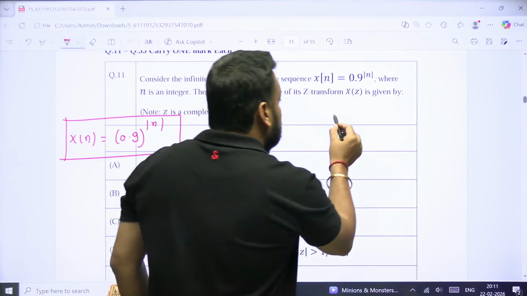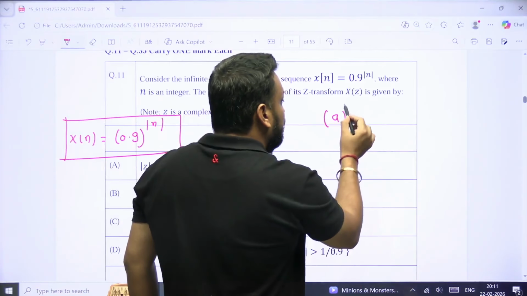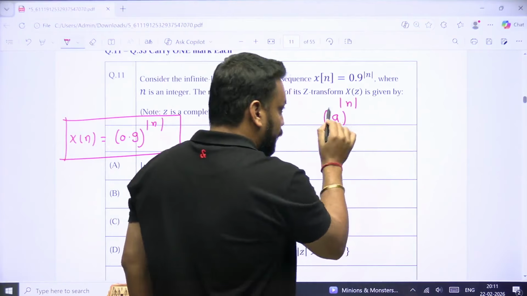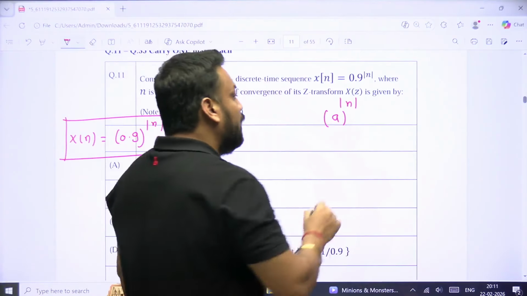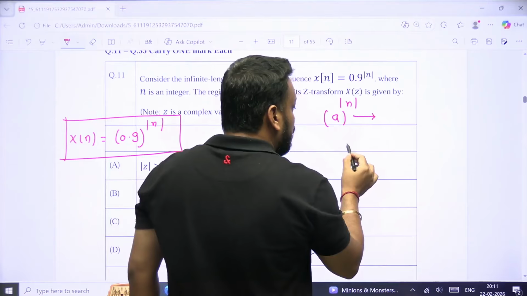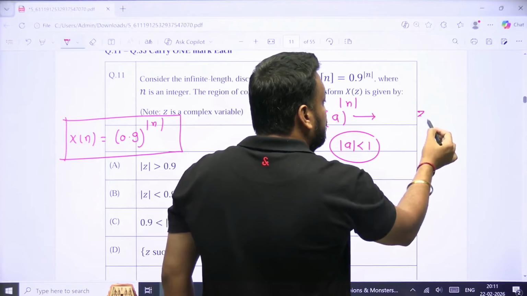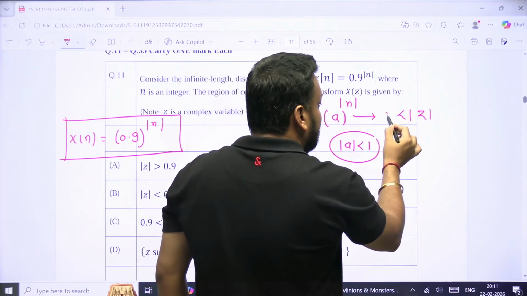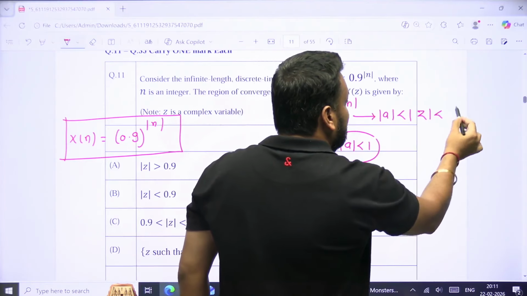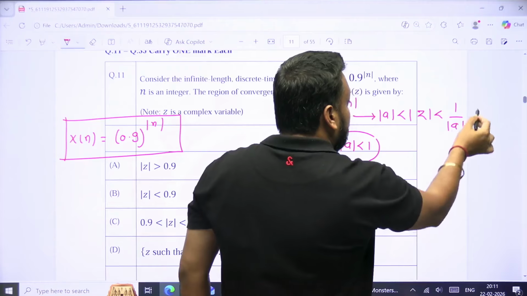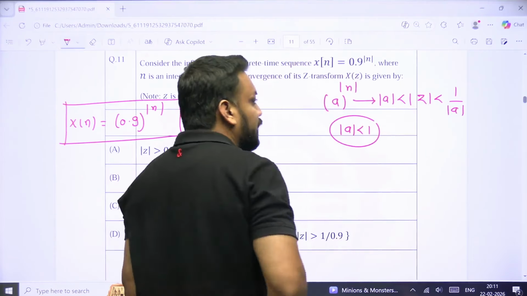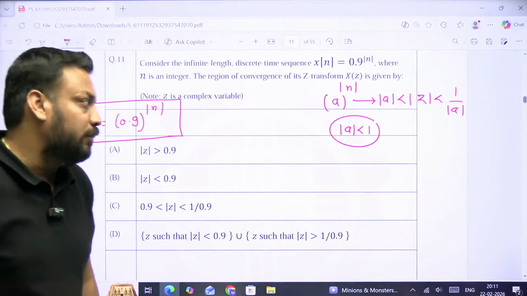Now student, you can easily solve this question if you know this fact कि a to the power mod of n, the common ROC is only possible if mod of a value is less than 1. And what is the common ROC, sir? Common ROC will be mod of z is greater than mod of a and less than 1 upon mod of a. Here a is nothing but the radius of the circle that we know.